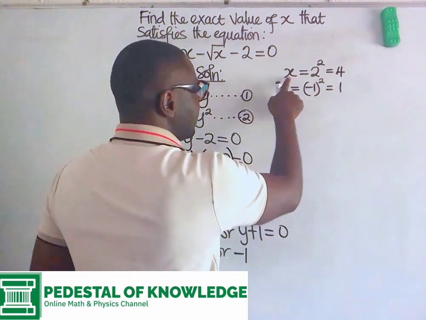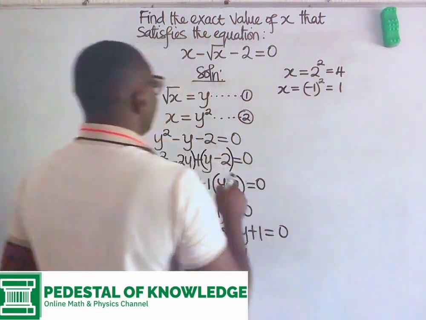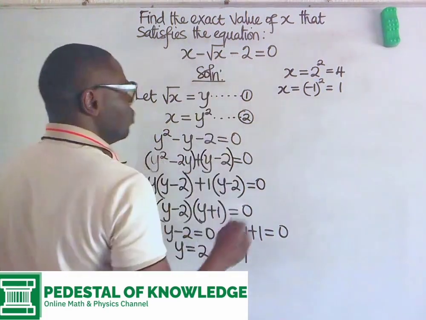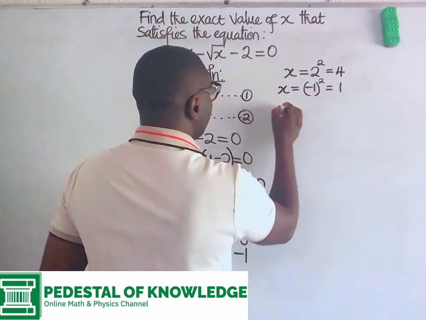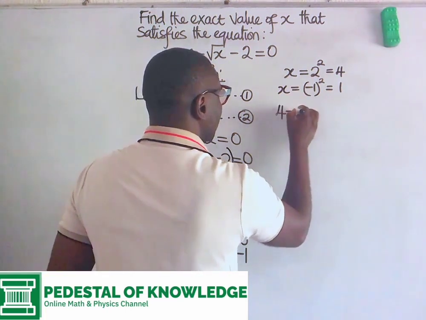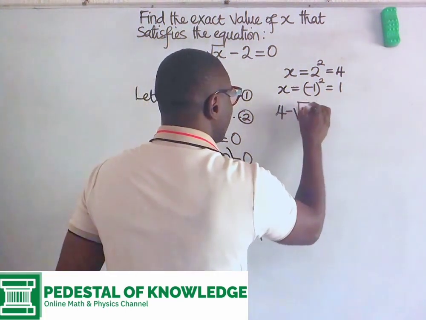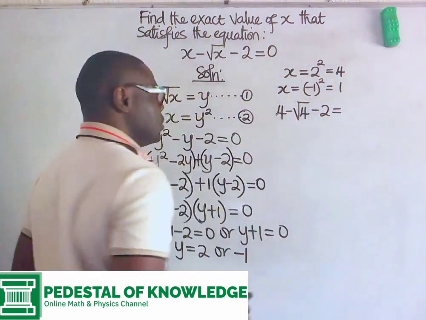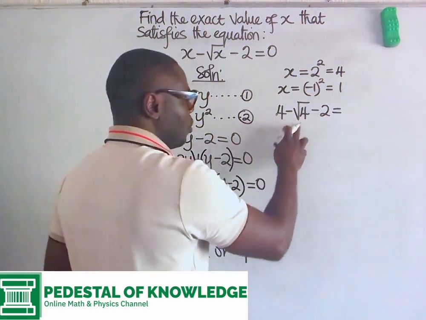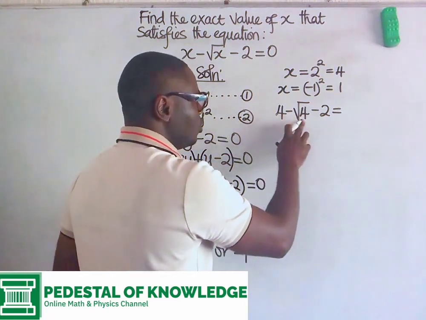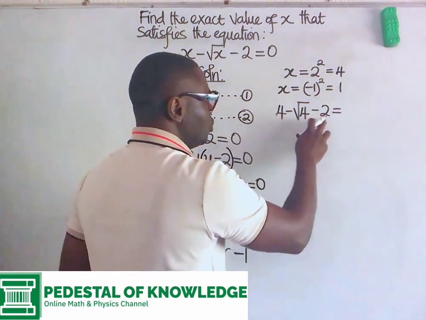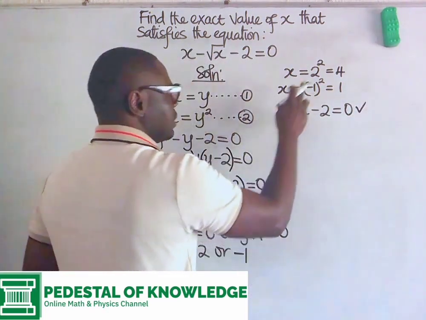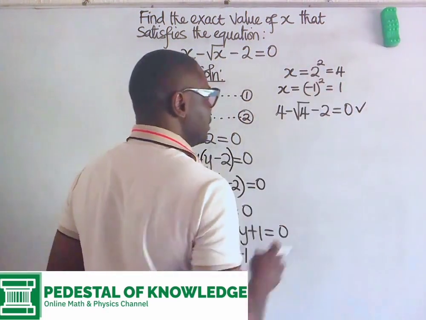Now, let us test x equal to 4. So if x is equal to 4, we substitute the value of x as 4 in this equation. So it becomes 4 minus the square root of 4 minus 2. Let us see if the result is 0. Okay, now the square root of 4 is equal to 2. 4 minus 2 is 2. 2 minus 2 is equal to 0. So x equal to 4 satisfies the equation.